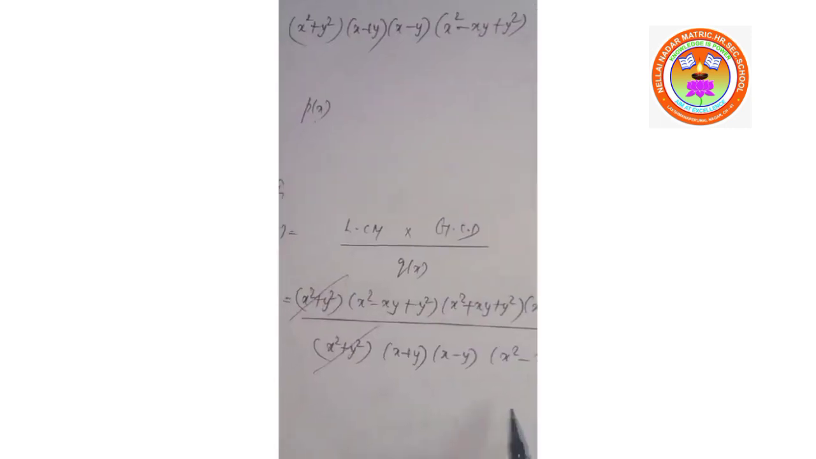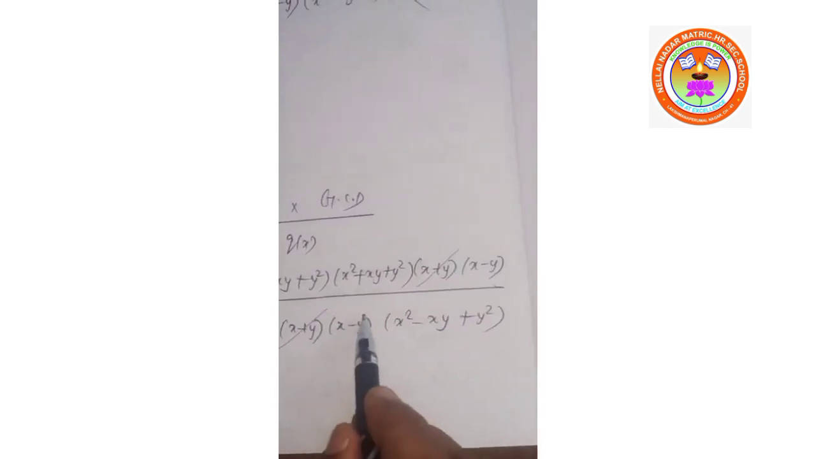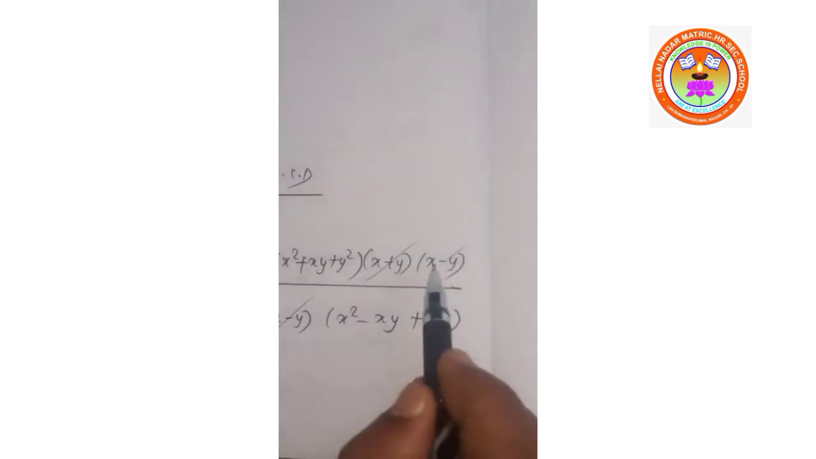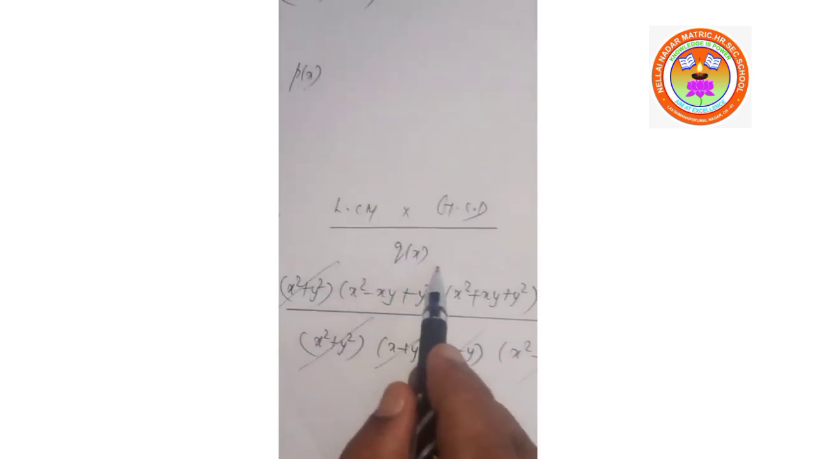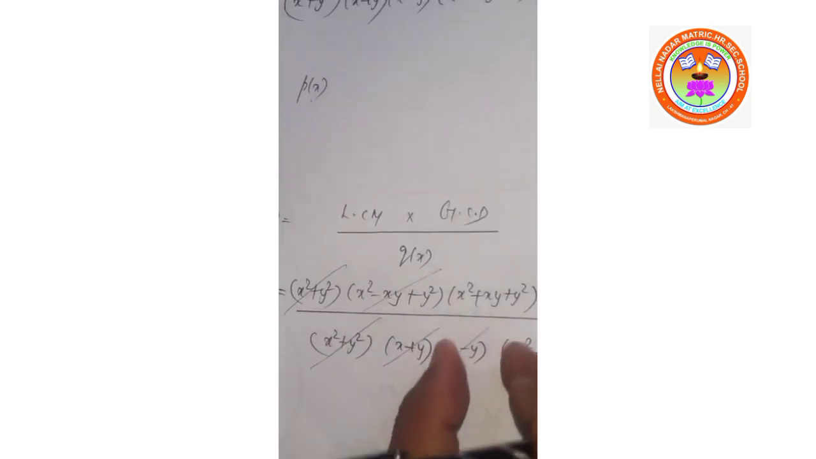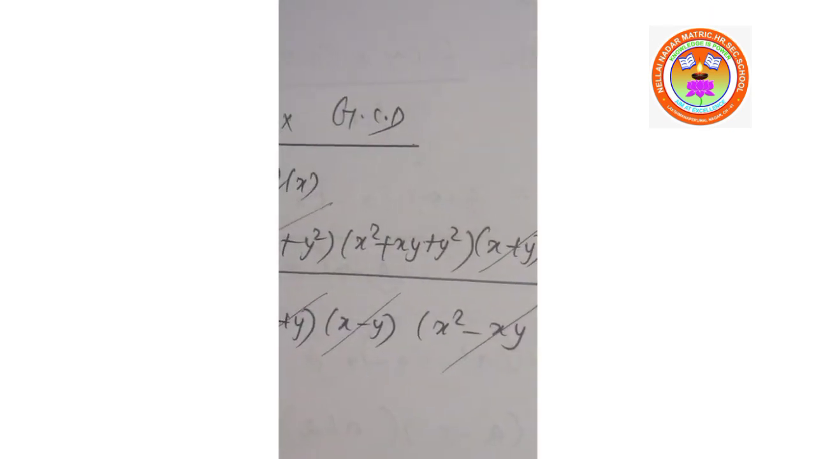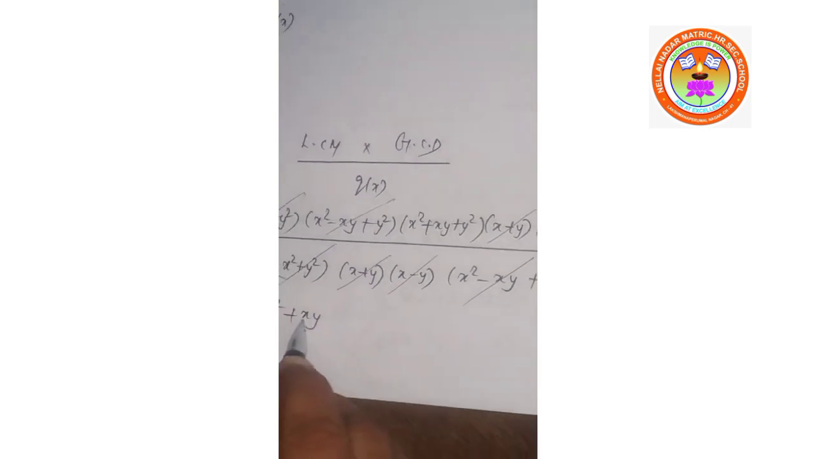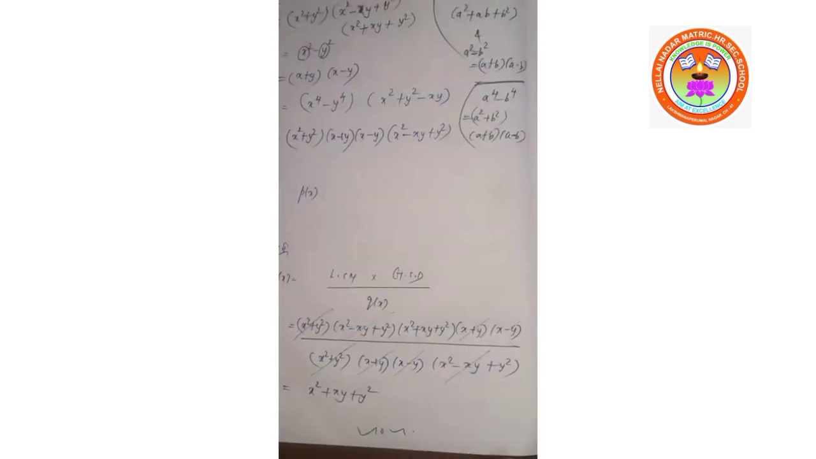X square plus y square get cancelled. X plus y get cancelled. X minus y get cancelled. X square minus xy plus y square, x square minus xy plus y square cancelled. This expression only is left out. What is it? X square plus xy plus y square. That's all. So problem number 4, both the subdivisions are over.